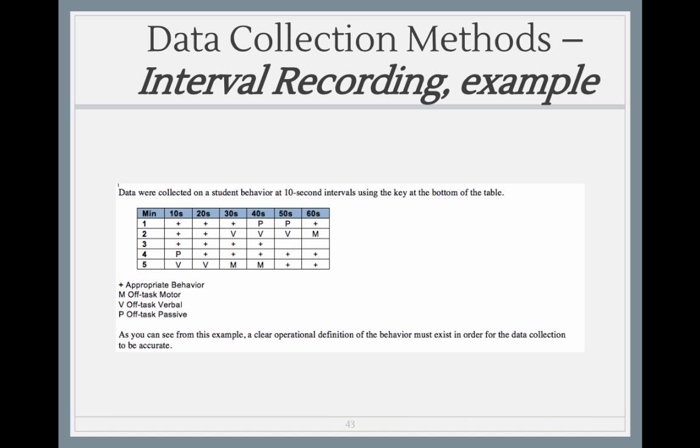V indicates that the student was off task verbally. That could be talking to a peer next to them or asking questions of the teacher that aren't appropriate to what the class is doing at the time. And if you see a P in the chart, that indicates that the student is off task passively. Examples of that would be a student who might be daydreaming or looking out the window. They're not disruptive to others, but they're clearly not engaged in the class activity either. And as you can see from this example, a clear operational definition of the behavior must exist.